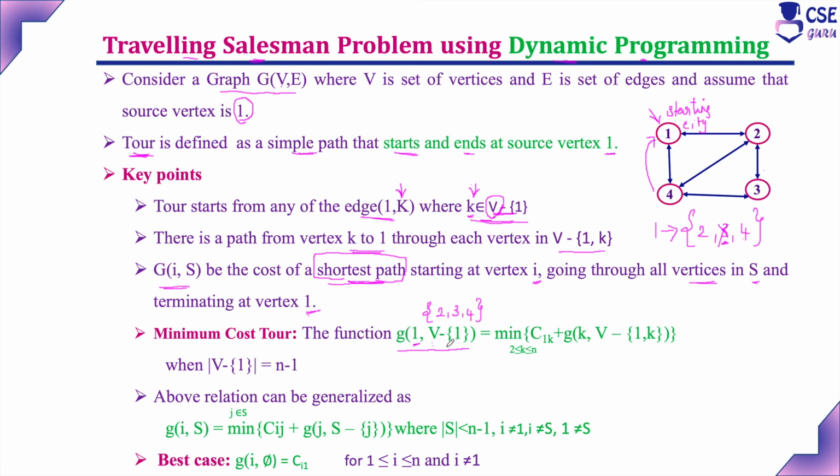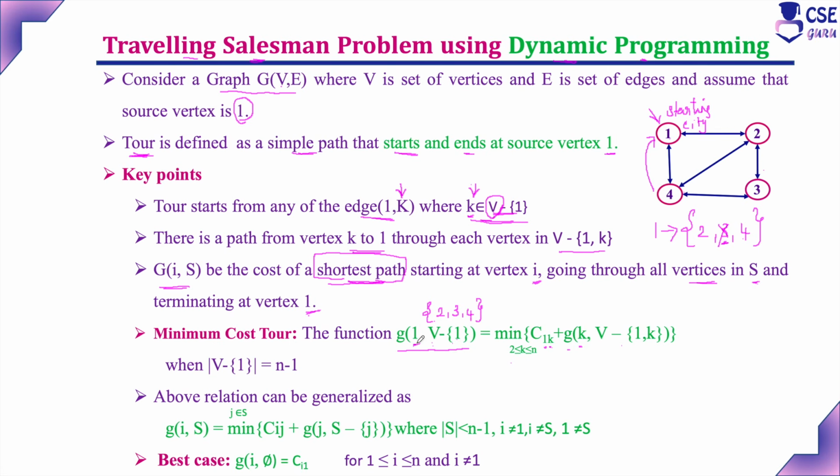So g of 1 comma V minus 1 is equal to the minimum over 2 less than or equal to k less than or equal to n. 1 you have visited, next you have to visit 2, so 2 less than or equal to k, less than or equal to n. And C1k: 1 you are visiting, next you have to visit the kth vertex. The kth vertex, the next vertex the salesman is going to visit, may be 2, 3 or 4. That is nothing but k. So C1k plus g of k comma V minus 1 comma k.